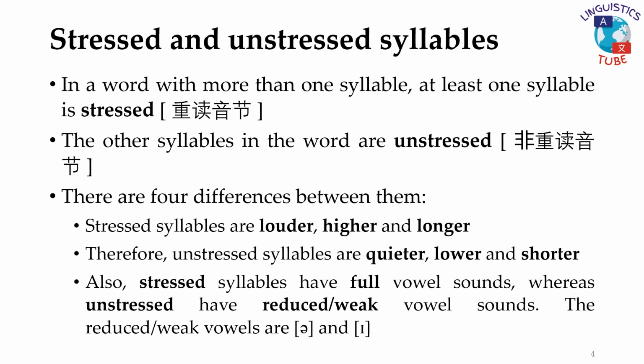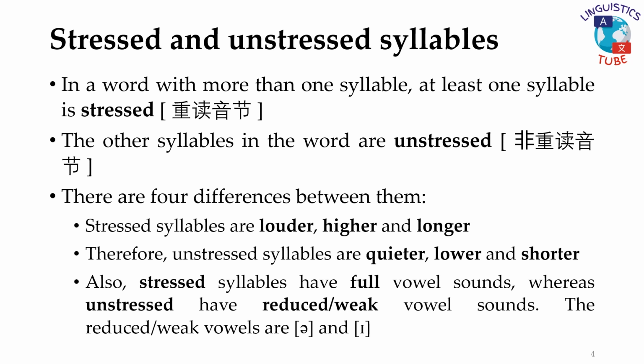In addition to these three differences between stressed and unstressed syllables, there is also a fourth difference. Stressed syllables have full vowel sounds, whereas unstressed have reduced, weak vowel sounds. The reduced vowels are schwa and I. This sound is not the same as this one, whereas the full vowel is used in stressed syllables, the reduced vowel is only used in unstressed syllables.